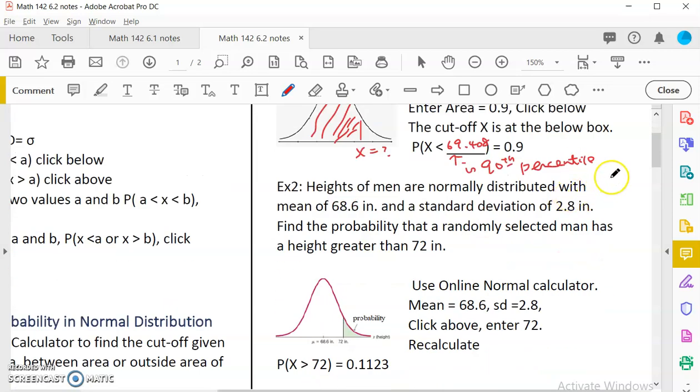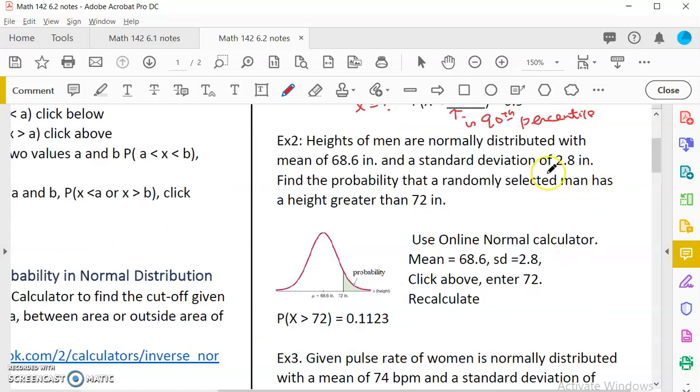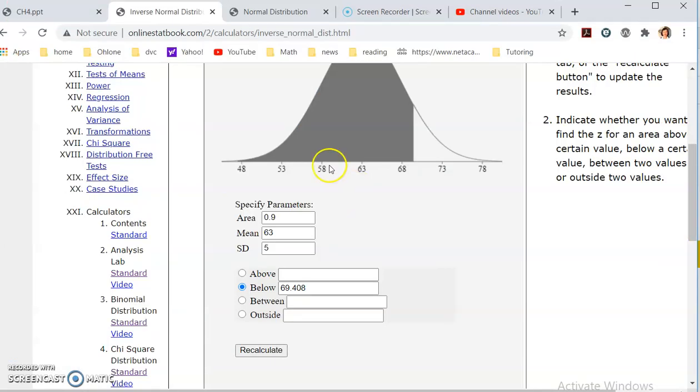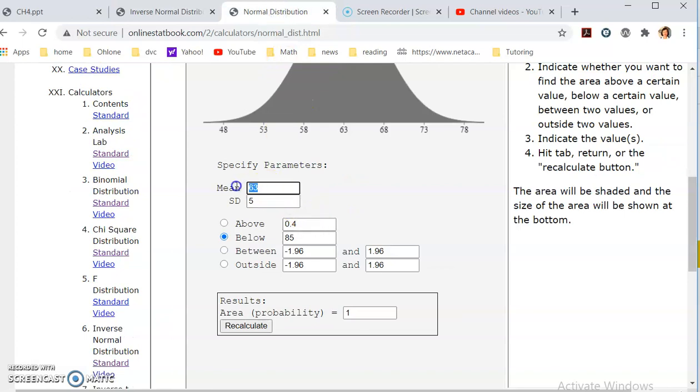Another example is about height. Okay, the height of men are normally distributed with mean of 68.6 and standard deviation 2.8. Find probability. Find probability means find area that the man has a height greater than 72. So we do not need to use inverse. We would use the normal one. The mean is 68.6. And the standard deviation was 2.8. And we want it to be greater than 72. Above 72. So we would just do recalculate is 0.1123.